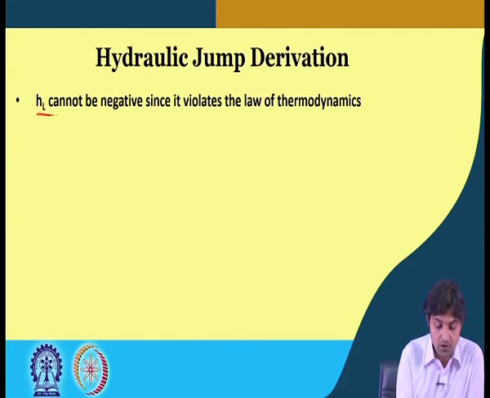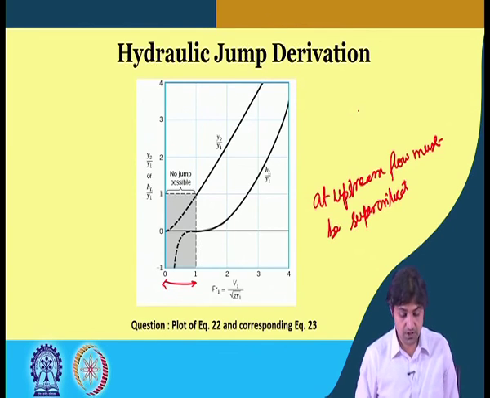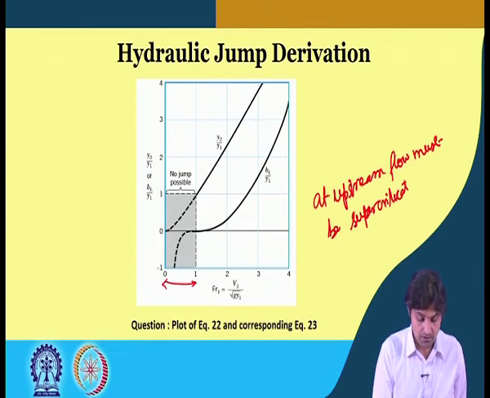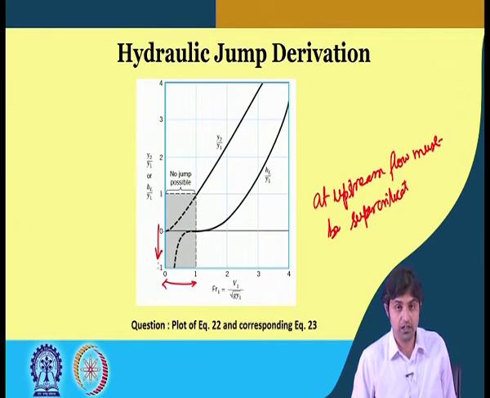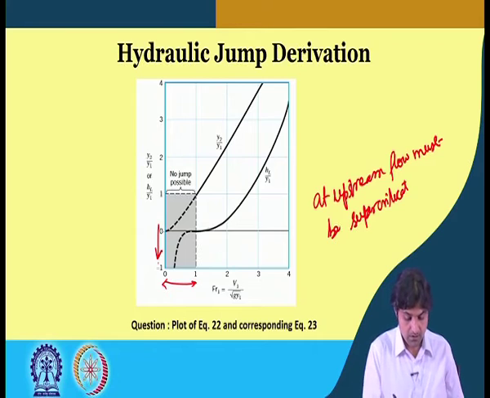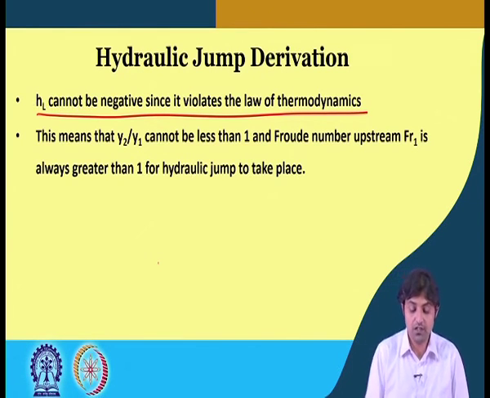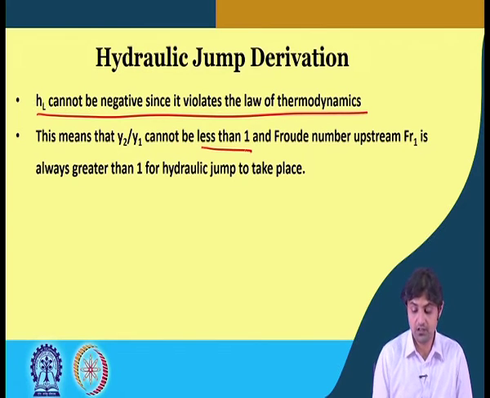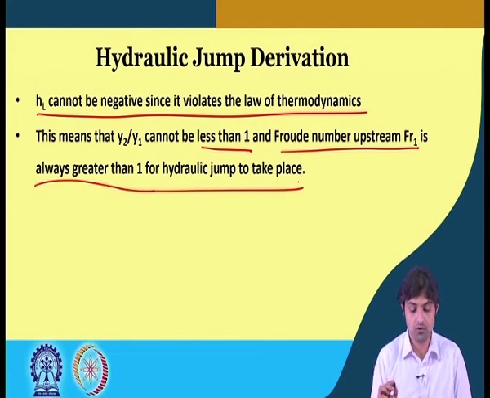So, head loss cannot be negative since it violates the law of thermodynamics. We go back to this equation, all right. So, this head loss cannot be below this because it violates the law of thermodynamics. So, this means y2 by y1 also cannot be less than 1. And therefore, the Froude number upstream Fr1 is always greater than 1 for a hydraulic jump to occur.